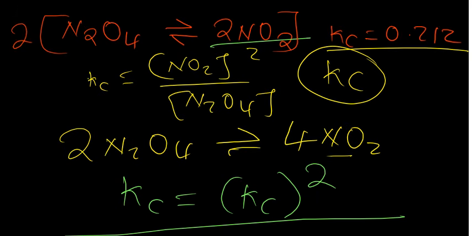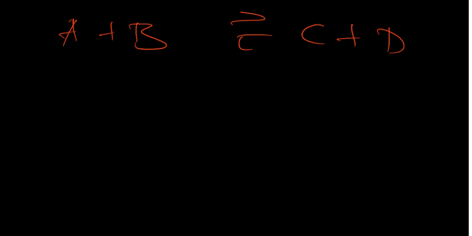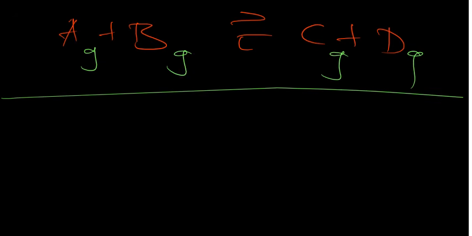Okay. Now, just before I forget, you also need to understand that we have different kinds of equilibrium. We have what we call homogeneous and heterogeneous. So far, what we've talked about are homogeneous equilibria. For homogeneous equilibrium, this is a case where you have all the reactants in the same phase. Let's say you have A plus B, and then C plus D, and all these are gases. So that is an example of a homogeneous equilibrium.